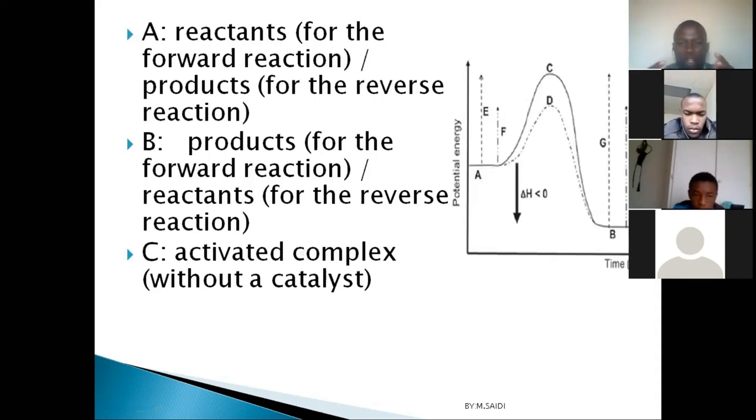Then the activation energy, that's the energy the reactants must have so that they can convert into products. So without that energy, they cannot convert into products. Meaning that without that energy, these two people cannot fight, until they reach that energy, then they start to fight.